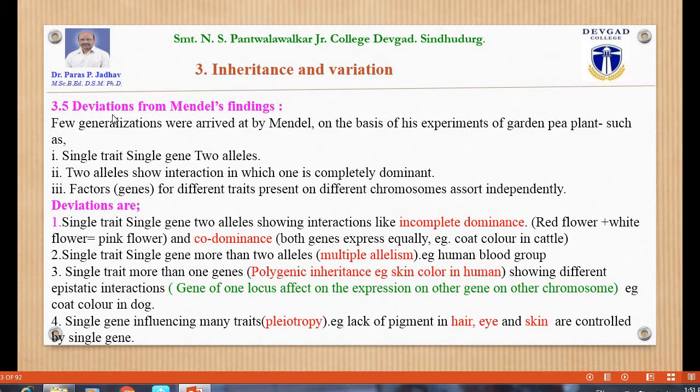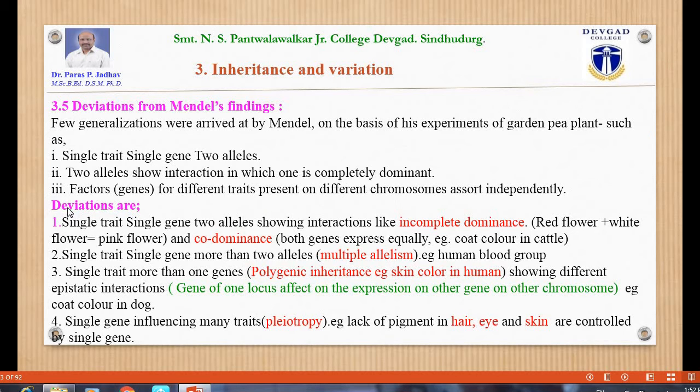The next point is deviations from Mendel's finding. Few generalizations were arrived by Mendel on the basis of his experiments of garden pea plant, such as single trait, single gene, two alleles. Then second, two alleles show interaction in which one is completely dominant. And third is factors or genes for different traits present on different chromosomes assort independently.